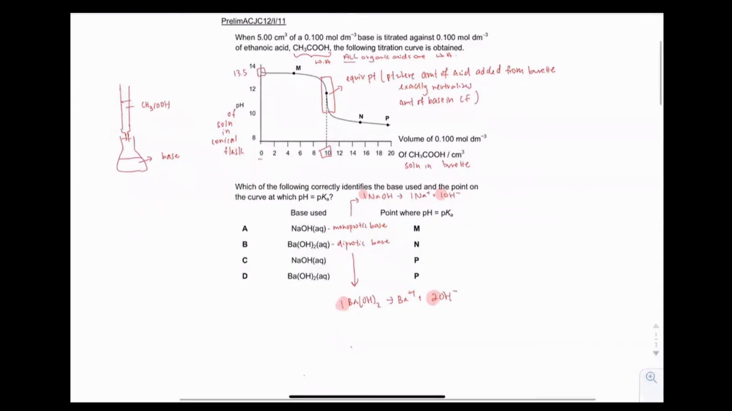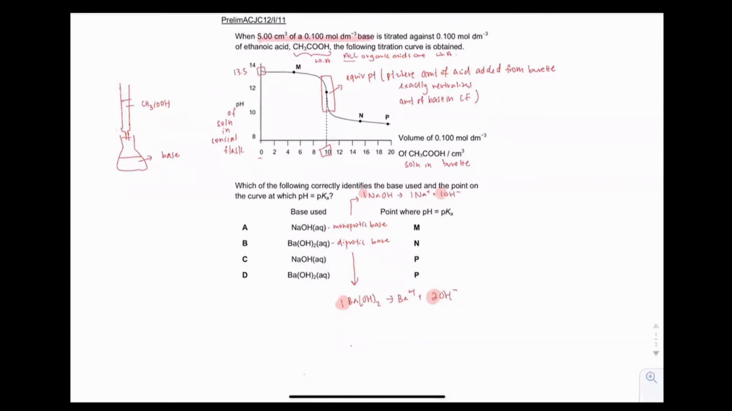Okay, so let's take a look over here. What do I have? In the question, I am given the volume and concentration of the base. From this information, I'm able to get the amount of base. So the amount of base will be 5/1000 dm cube, that will be volume times concentration. And this will give me 0.0005 moles. So this is the amount of base that I have.